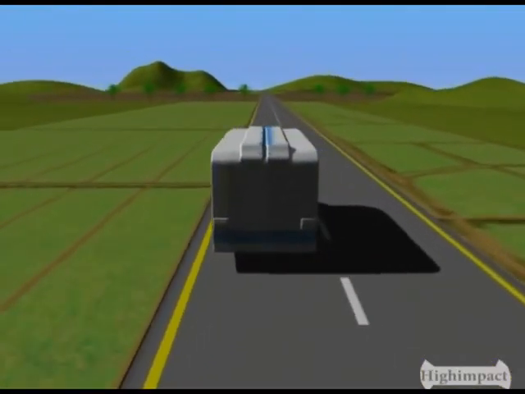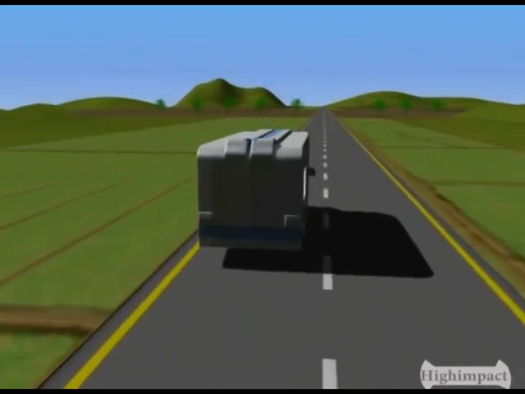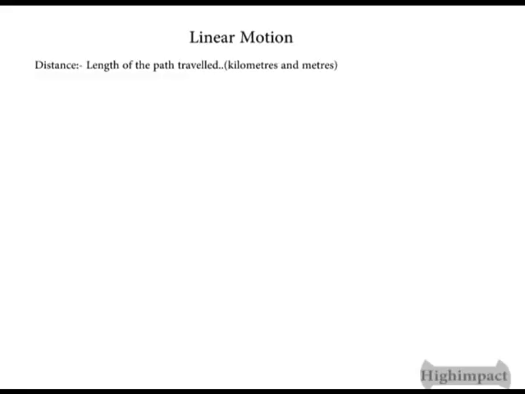The length of the path traveled is called distance. Distance is commonly measured in kilometers and meters. Speed is the ratio of distance traveled and time taken. Mathematically, speed is equal to distance over time. Time is measured in hours and seconds, and therefore speed is given as kilometers per hour or meters per second.